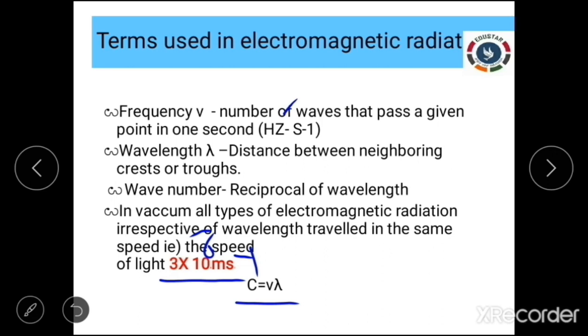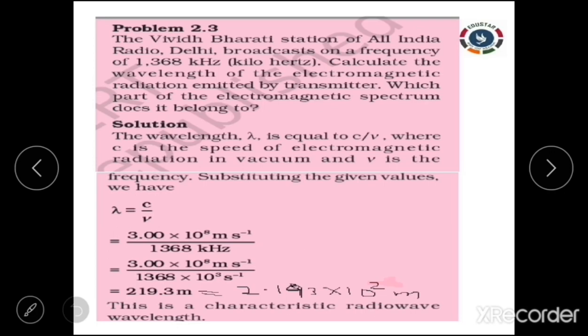Based on this formula, we are going to have some problems. Look at this: the Vividh Bharati station of All India Radio Delhi is broadcasting on a frequency of 1368 kilohertz. So they have given the frequency mu. They have asked you to find the wavelength, lambda, of the electromagnetic radiation emitted by the transmitter, and which part of the electromagnetic spectrum it belongs to.